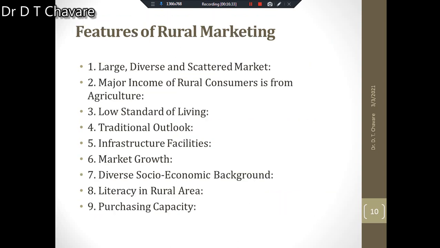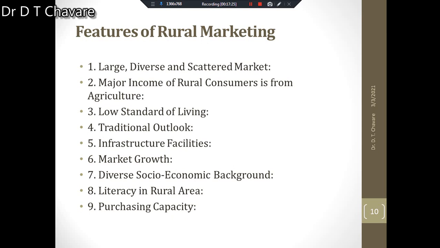Then another thing we have to understand is the features of rural marketing. There are n number of features, and with the help of those features we can understand the nature of rural marketing. The first feature I can discuss here is a large, diverse and scattered market. The rural market is large in scale, and it is also diverse and scattered, because rural areas are scattered across different geographical spaces of the country. That's why the first feature is that rural marketing is a large, diverse and scattered market.